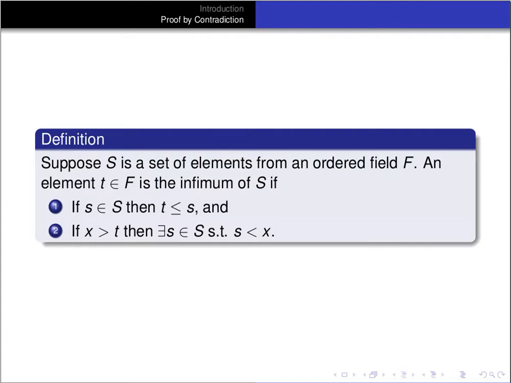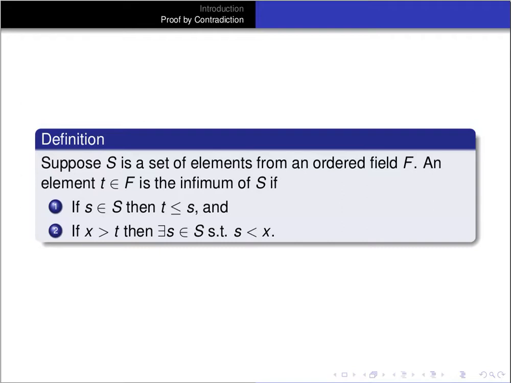So let's look at an example of a proof by contradiction. This will involve the infimum of a set. So let's suppose that S is a set of elements from an ordered field F. An element T in the field F is the infimum of the set S if, first of all, T is a lower bound of S. So if s is an element of S, then T is less than or equal to s. So T is a lower bound.